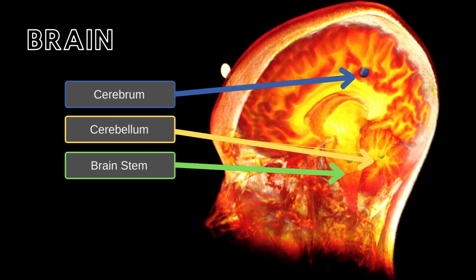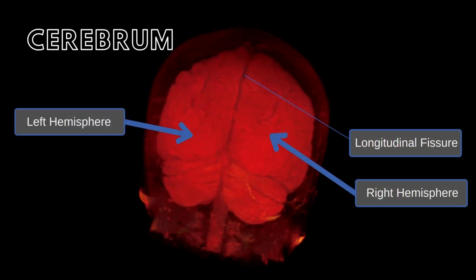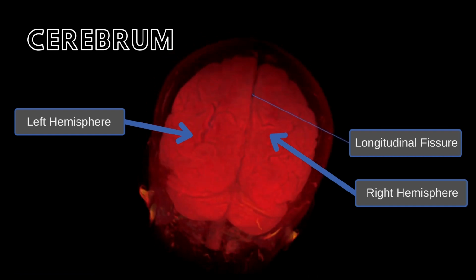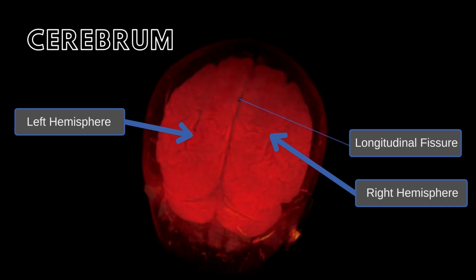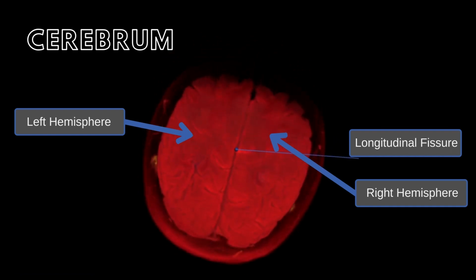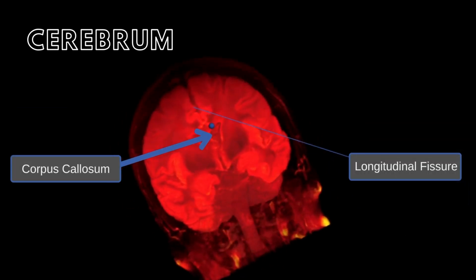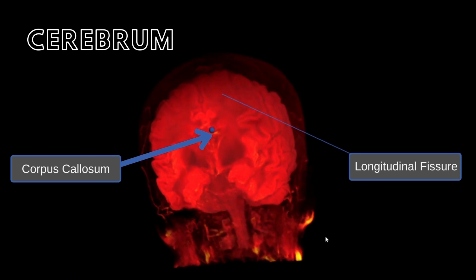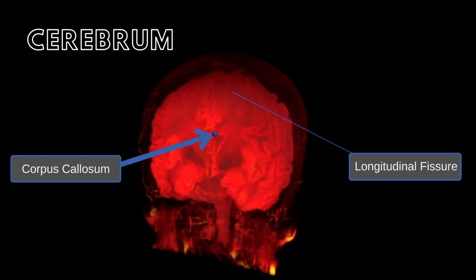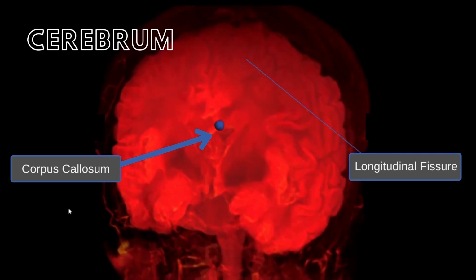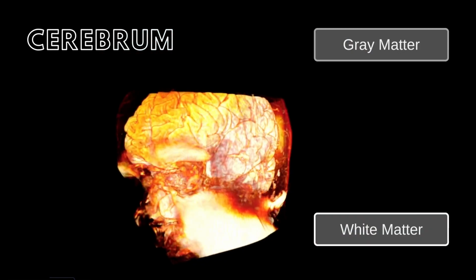The first division of the brain is the cerebrum, which is the largest part of the brain, and is composed of the right and left cerebral hemispheres, divided by the longitudinal fissure. The 2 hemispheres of the cerebrum communicate with each other through the corpus callosum. Each hemisphere is composed of a highly convoluted cortex and underlying white matter.